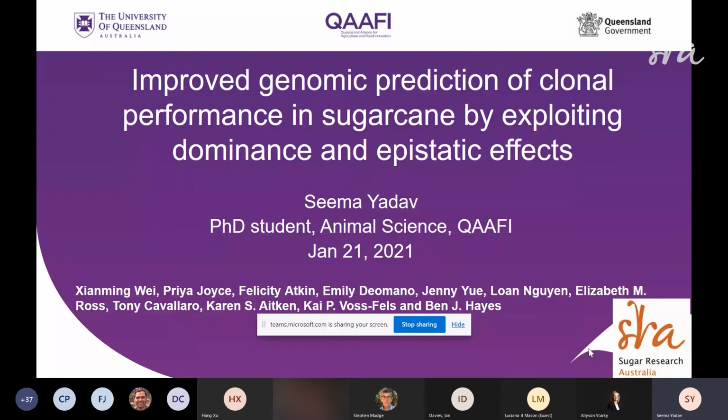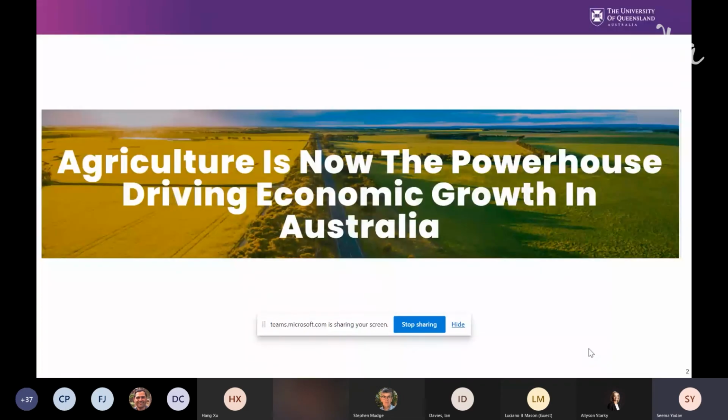So today I'm going to talk about improved genomic prediction of clonal performance in sugarcane by exploiting dominance and epistatic effects. As we all know, agriculture is now the keystone driving economic growth in Australia. And if we talk about sugarcane, Australia is the second largest supplier of raw sugar to the world market. And if we talk about the worth of sugar production, that's almost a $2 billion economy in Australia each year.